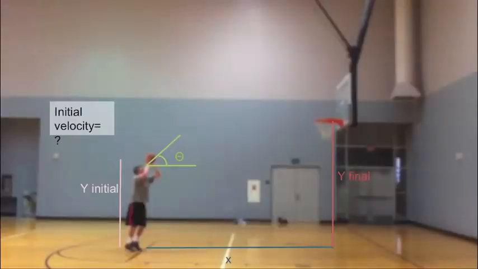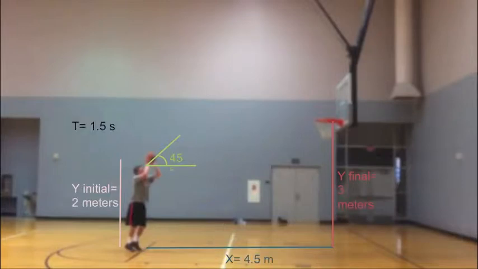Now we need to make a plan. To find the initial velocity, we have to think about what kind of problem this is. It's a trajectory problem. And here we have our sketch.